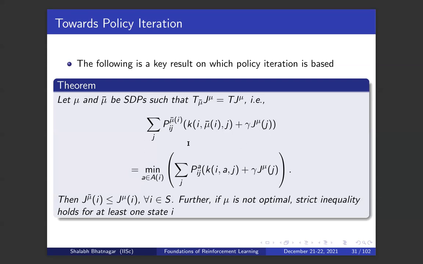Essentially, this is the same thing that we talked about. That T mu bar of J mu is the same as T of J mu. Essentially, if that happens, then J mu bar should be less than or equal to J mu.